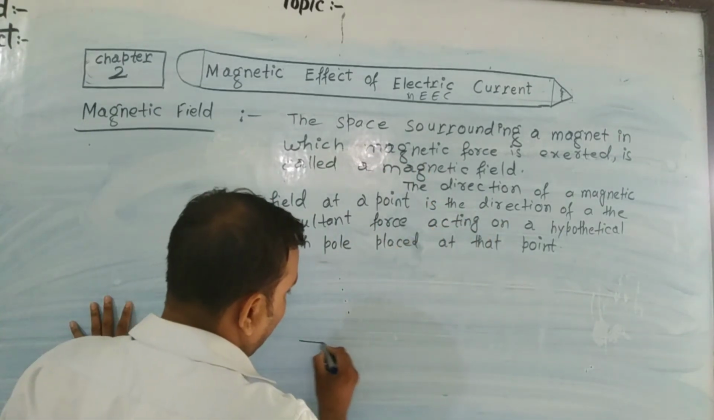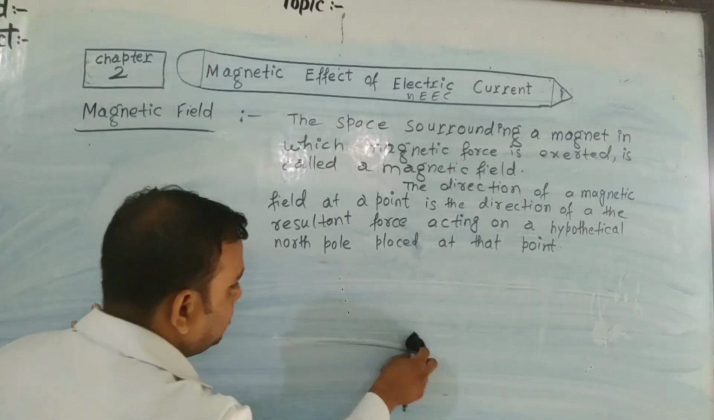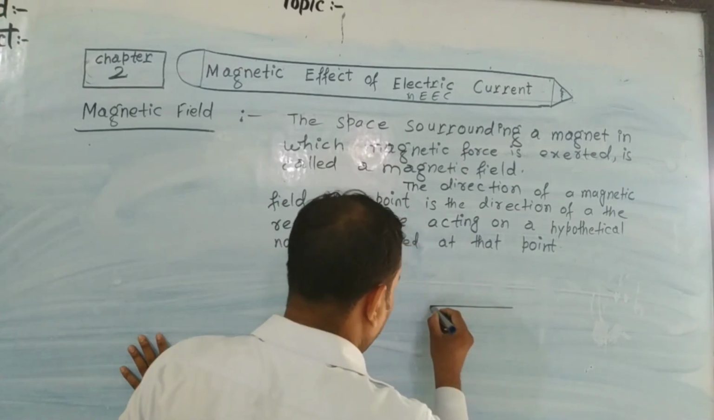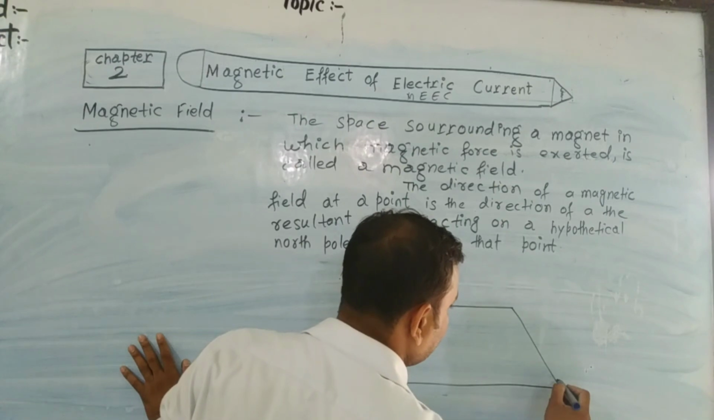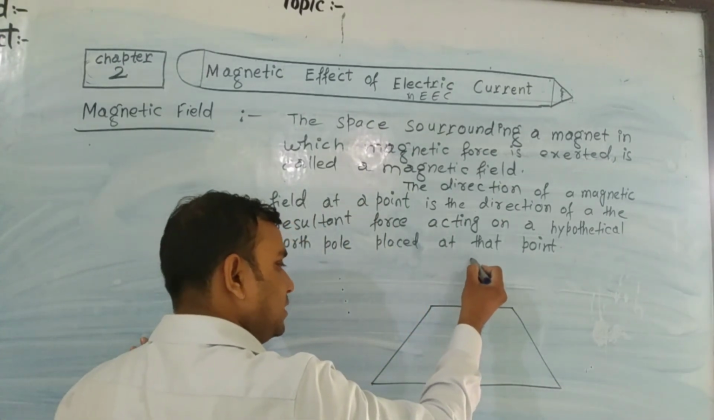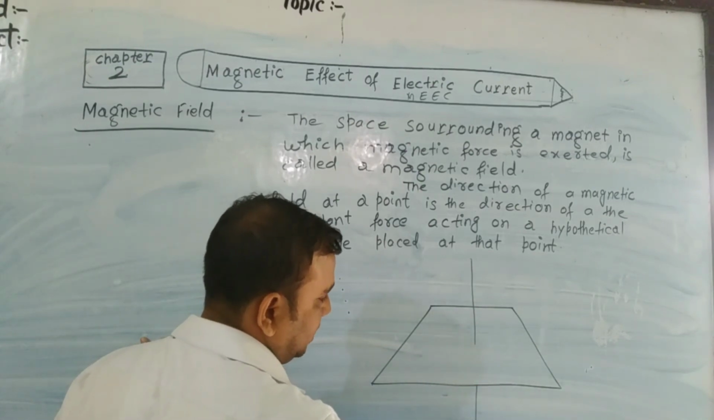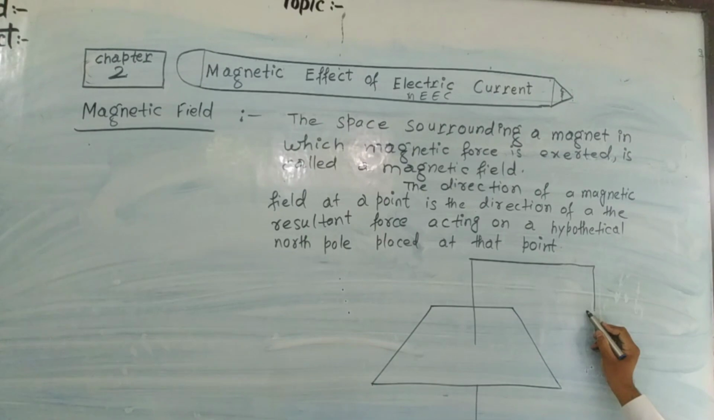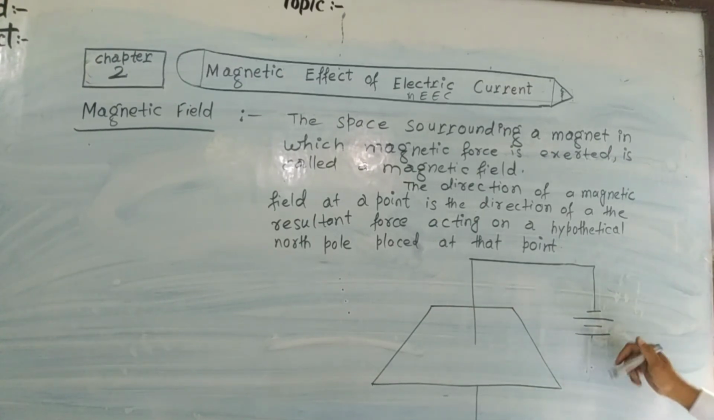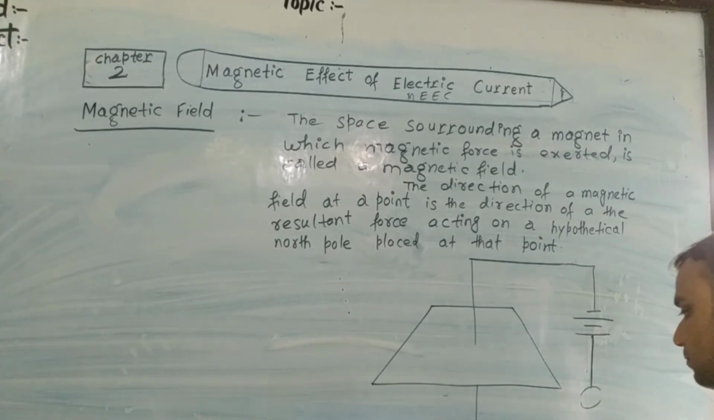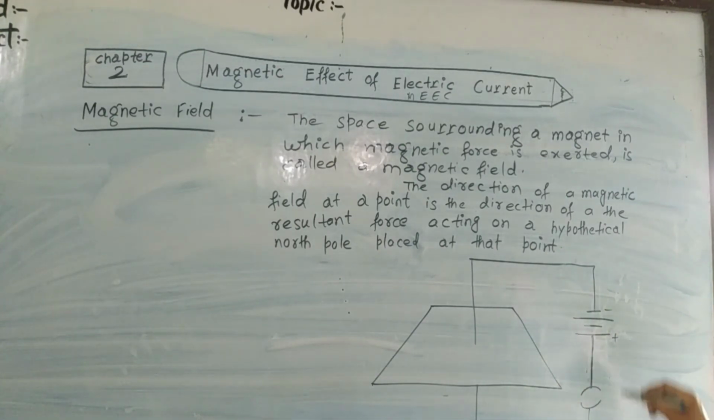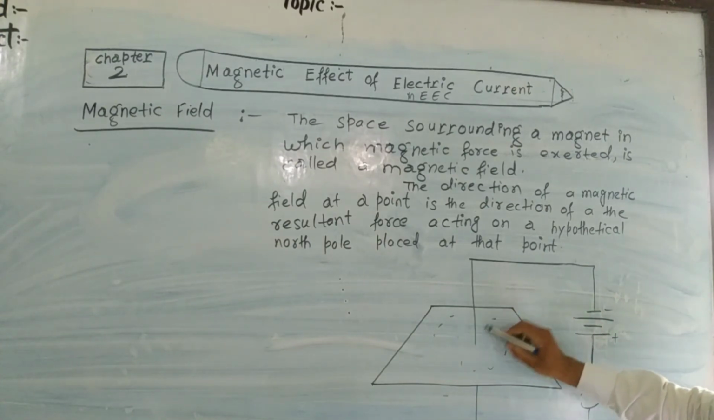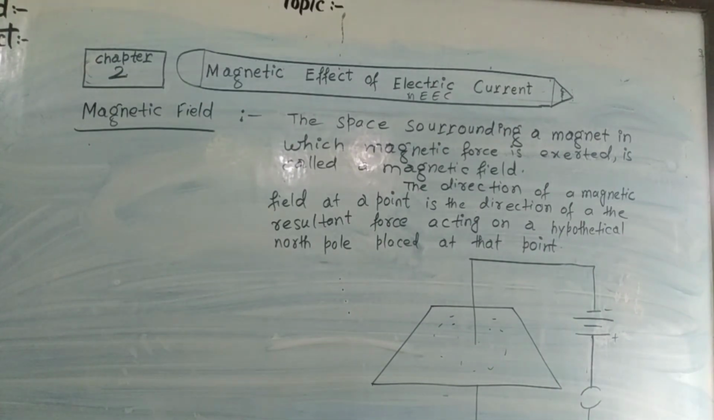Dear student, a scientist named Hans Ørsted took a cardboard and inserted a conductor wire in the cardboard, and connected it with a circuit, and some iron filings, powder of iron, is put on the cardboard.